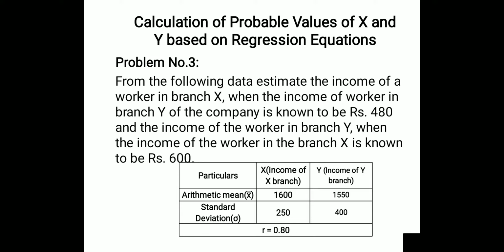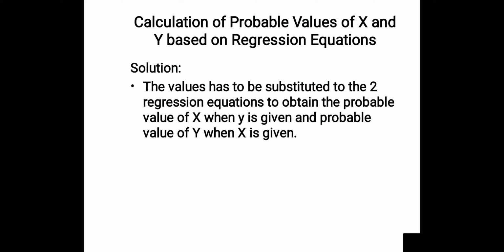And you are also given the value of standard deviation of both the incomes, and also the correlation coefficient is given, that is 0.80. Based on this value, you should calculate the probable income of branch Y when X is given and probable income of X when Y value is given.